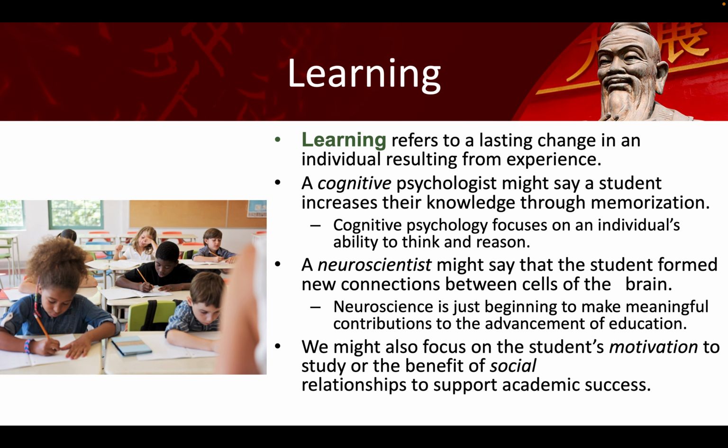Learning refers to a lasting change in an individual resulting from experience. Cognitive psychologists might say a student increases their knowledge through memorization. Cognitive psychology focuses on an individual's ability to think and reason. A neuroscientist might say that the student formed new connections between cells of the brain. Neuroscience is just beginning to make meaningful contributions to the advancement of education. We might also focus on the student's motivation to study or the benefit of social relationships to support academic success.